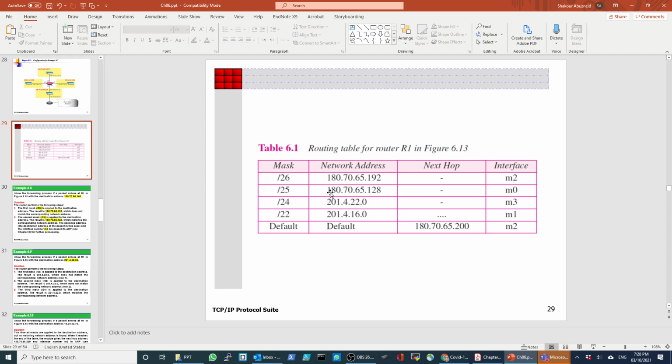Okay, if we get this, then we send it to M1. If it does not get this, then we try the slash 24. If it gets this, then forward it to M3. If it does not get this, then we try it with slash 22. If it gets this, then we forward it to M1. If it does not get this, then we forward it anyways to where? To the default network. As simple as that.